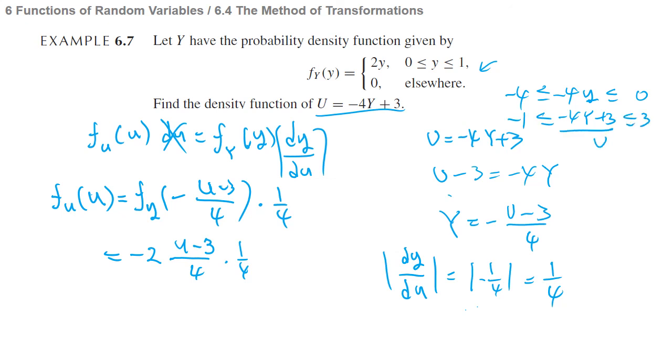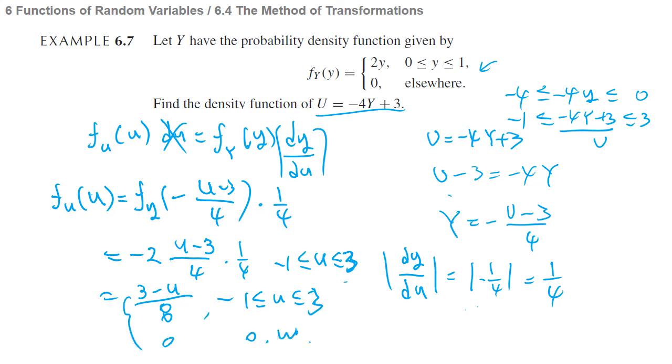So u is from minus 1 to 3. Okay, and this part is (3 minus u) over 8 for u from minus 1 to 3, and 0 otherwise. Okay.